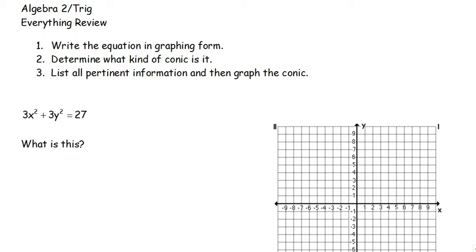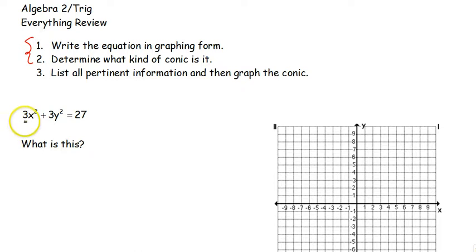So with that being said, I want to make sure that you have your circle notes out, your ellipse notes out, your hyperbola notes out, and your parabola notes out. If you don't have them out, go ahead and press pause and get them out. So we're going to start by writing the equation in graphing form and determining what kind of conic section it is. And these two go together. You don't necessarily have to put it in graphing form before you know what kind of conic it is.